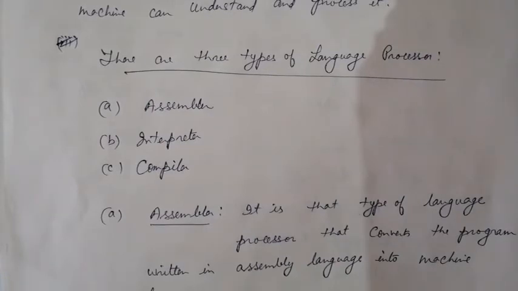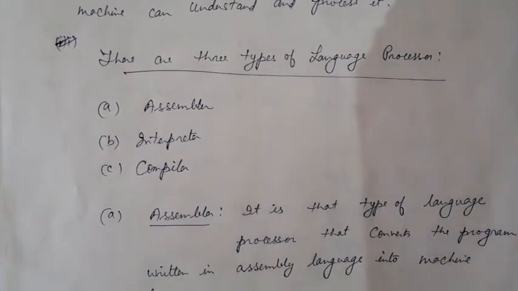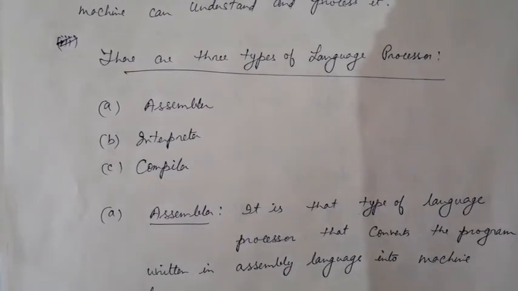They can better understand the instructions of the language. Okay, what is the meaning of this code, how it runs, how it behaves. The third one is compiler. A compiler is a language processor which converts high level language into machine language in one go only, at once only.